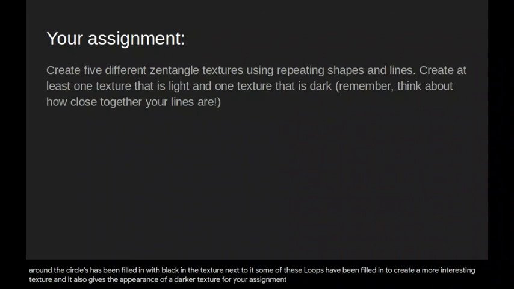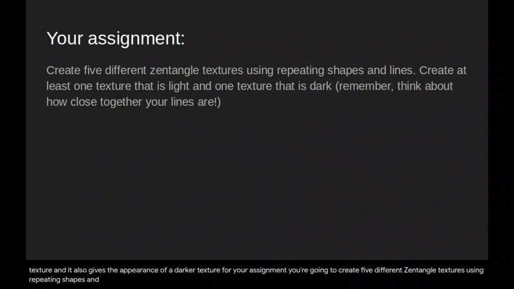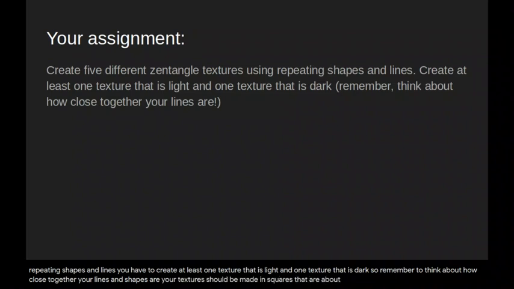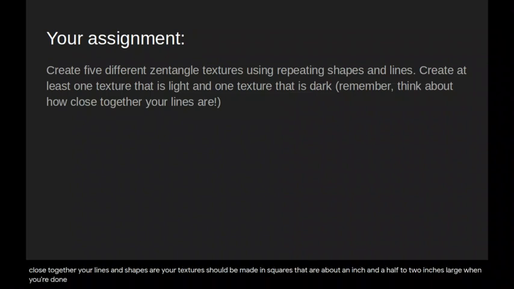For your assignment, you're going to create 5 different Zentangle textures using repeating shapes and lines. You have to create at least one texture that is light and one texture that is dark. So remember to think about how close together your lines and shapes are. Your textures should be made in squares that are about 1.5 to 2 inches large. When you're done, please take a picture of your textures and upload them to this assignment on Google Classroom.